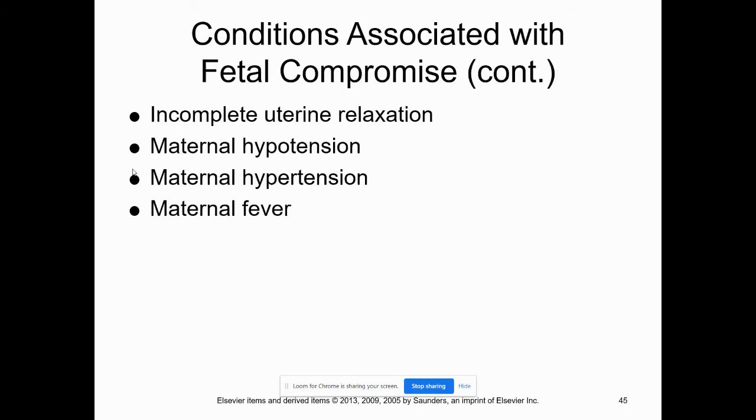Other indicators would be incomplete uterine relaxation. Again, if the uterus is contracting so hard and so consistently that there's not time in between contractions and it doesn't relax, then that's impeding that exchange of blood flow to the uterus and placenta for the baby. Maternal hypotension is a problem because if you don't have enough blood pressure, then you're going to have poor perfusion to the placenta. Maternal hypertension is also a problem. Hypertension can cause vasospasm of the arteries that supply the placenta. And then maternal fever, and that's considered 38 degrees or higher.